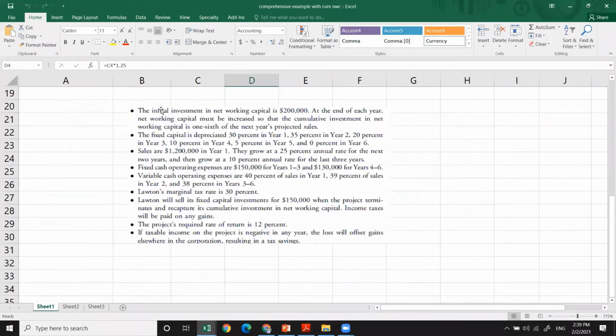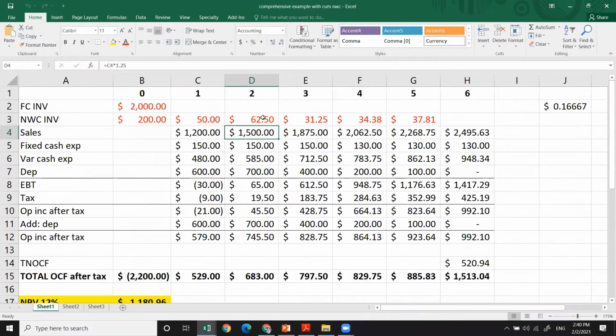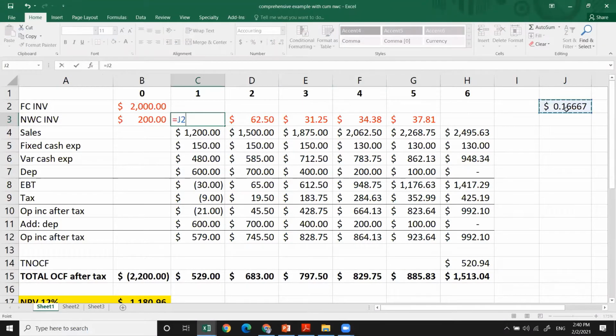The questions are here. So 200,000 at the end of each year, net working capital must be increased so that the cumulative investment in net working capital is 1/6 of the next year's projected sales. So 1/6, it means 0.16 of the next cash flow. This 50 is estimated in the following way: 1/6 multiplied by next year's sales.